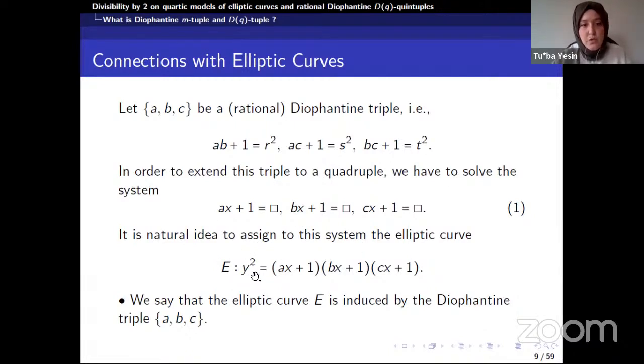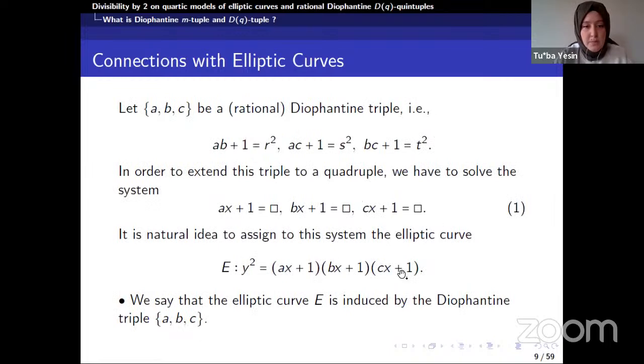Okay. And after this system, we can assign to this system the elliptic curve, which is y square equal to (ax + 1)(bx + 1)(cx + 1). And we say this elliptic curve is induced by the Diophantine triple ABC. Here we can observe that if any x satisfies this system, that x should be the x coordinate of one of the points on the elliptic curve, because we know that this will be a square, this will be a square, and this will be a square. So that x will be the x coordinate of one of the points on the elliptic curve.